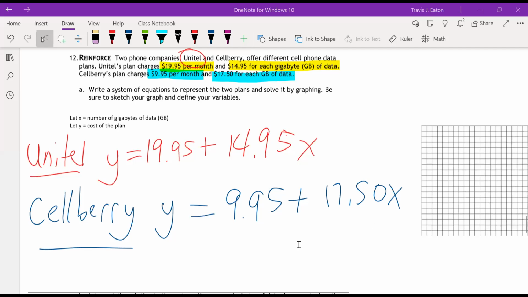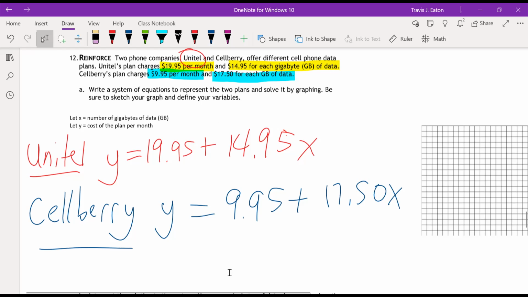So when we left this problem, we had written the equation for Unitel's charges as y equals 19.95 plus 14.95x, where x is the number of gigabytes of data and y is the cost of the plan per month. I should probably put that down, per month. Okay, so when we are now looking at this, then Cellberry is the cost of the plan per month is $9.95 plus $17.50 multiplied by the number of gigabytes of data.